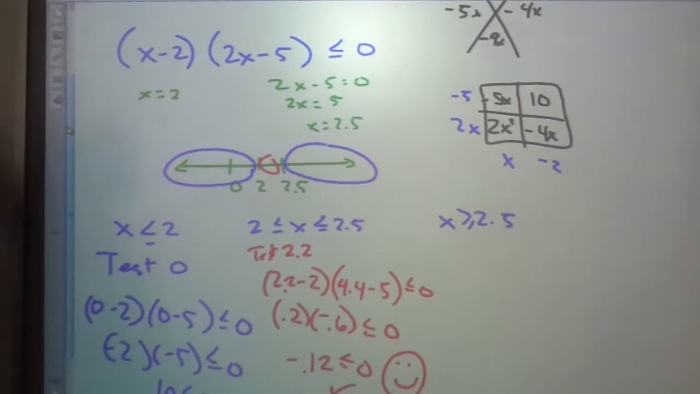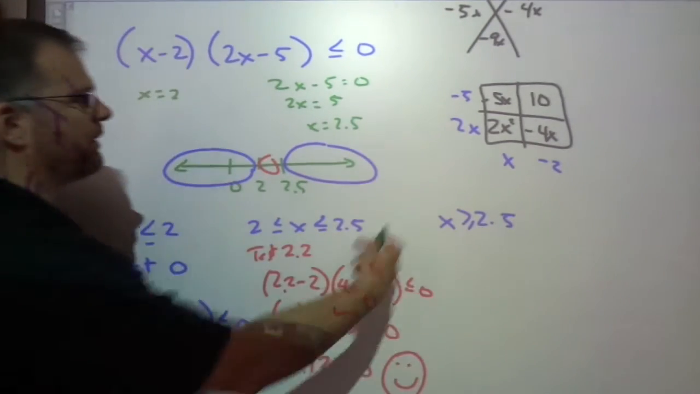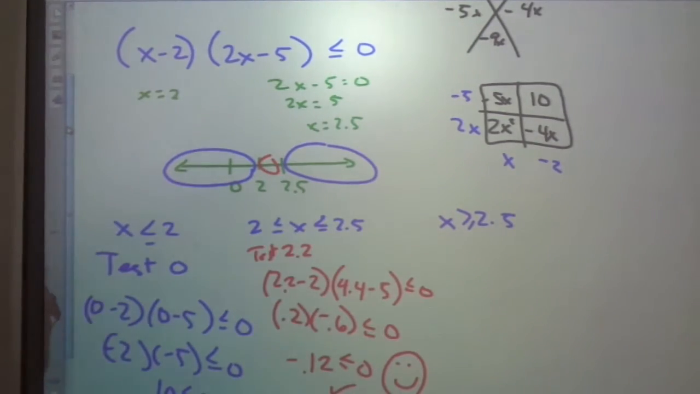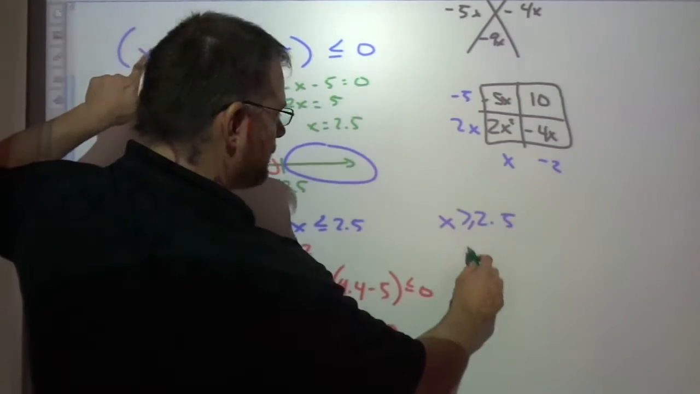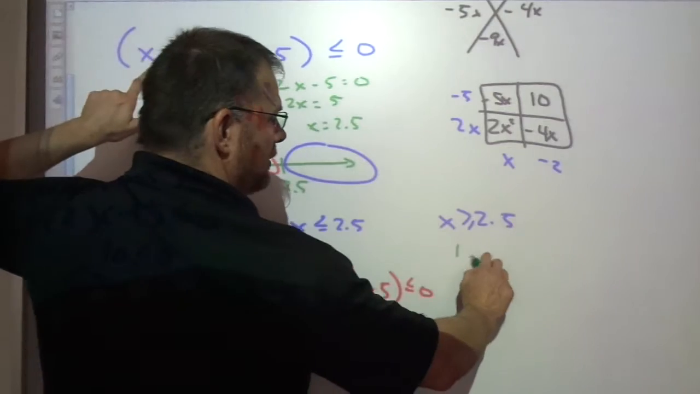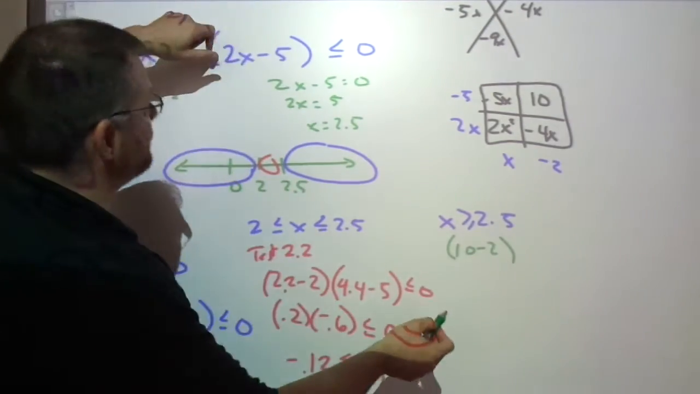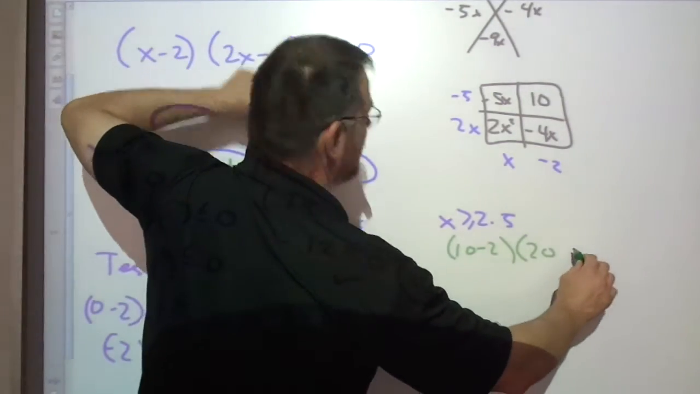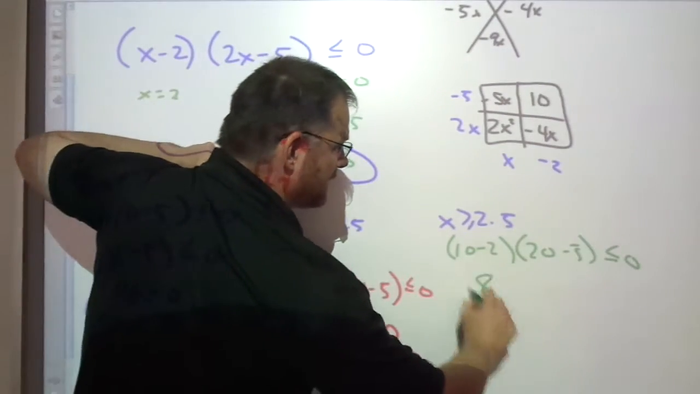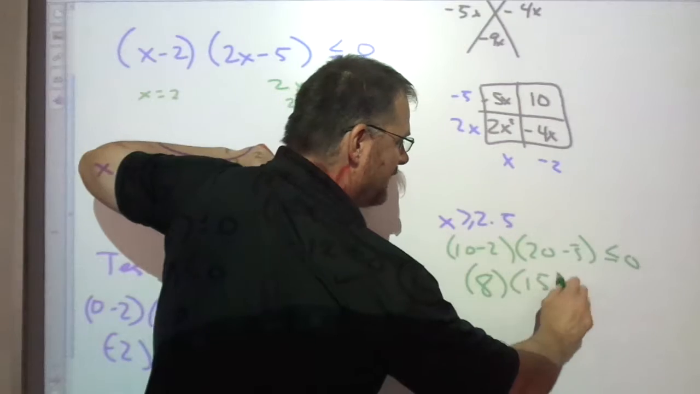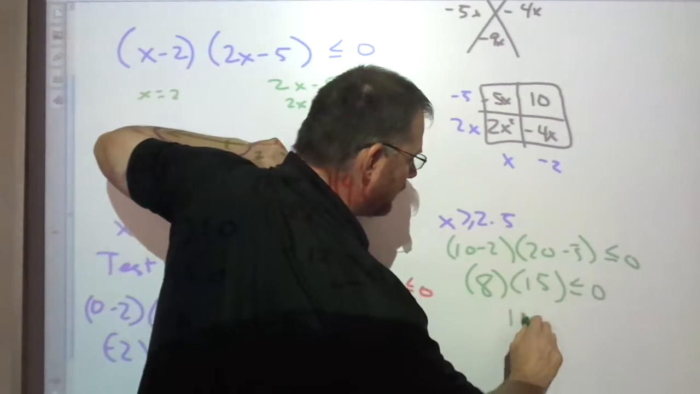Some people like to do check marks, some people do smiley faces, something like that. Let's pick a number over here that's greater than 2.5, any number we like. How about 10? That's kind of an easy one. So 10 minus 2, and 10 times 2 would be 20 minus 5. So that makes 8. This will make 15, which is 120.